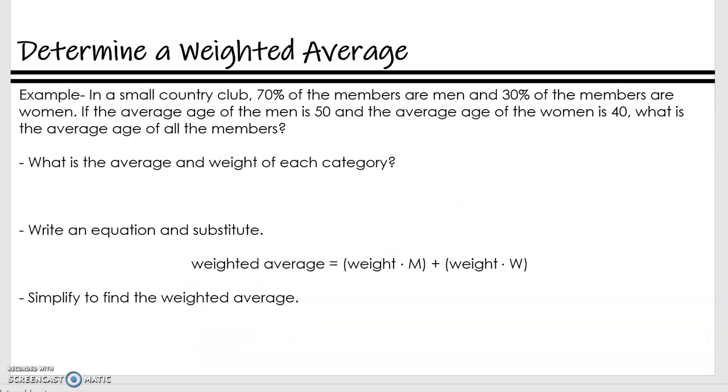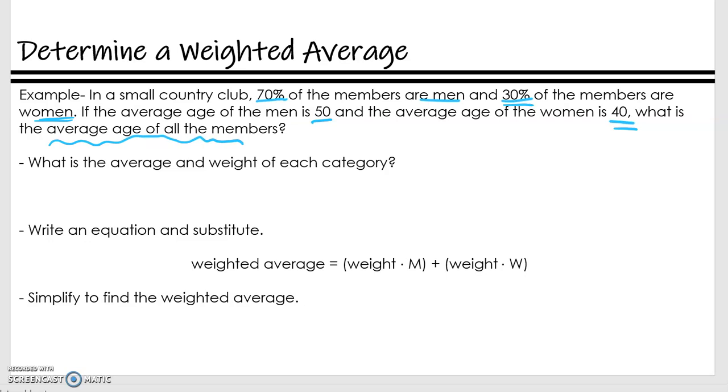Here's another example. In a small country club, 70% of the members are men, 30% are women. So 70% are men. I'm going to double underline, 30% are women. If the average age of the men is 50, average age of the women is 40, what is the average age of all the members?